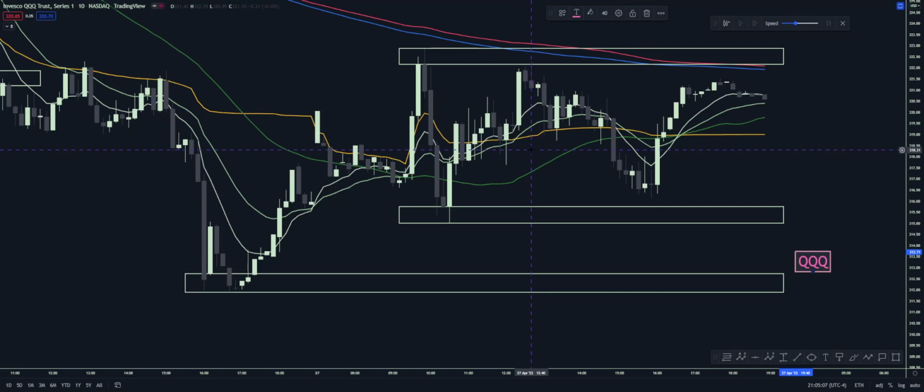A 4-hour zone is going to be respected because it's on that higher time frame. But one is not more important than the other. You need to make sure you're absolutely updating your zones throughout the day.